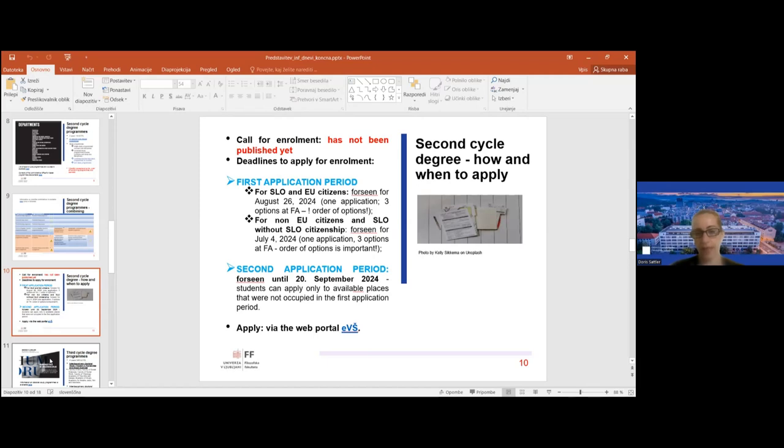In this second application period, students can apply only to available places that were not occupied in the first application period. The programs will be published when we know which programs these are. We will publish them on our website. Again, you apply via the EVŠ portal. There are all the instructions on how to apply. And if you have any problems with the procedures, you can contact the University of Ljubljana Help Center or also us. We will try to help you so you will be able to apply without problems.